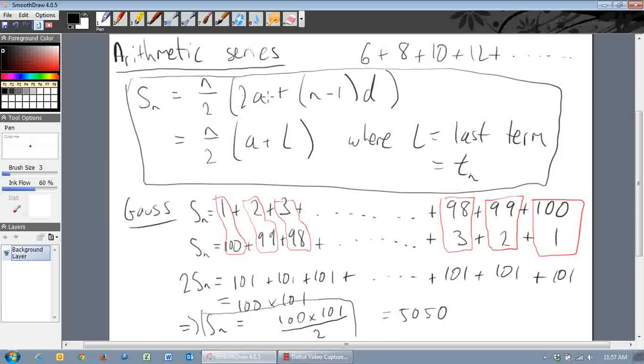So that's how this happened, and I can show you these formulas in class. If you ever forget these formulas, which I do all the time, you can always just do it the exact same way that Gauss did it. Just get the series, rewrite it in the opposite order, add them all together. You can figure it out pretty easily instead of trying to remember these formulas.